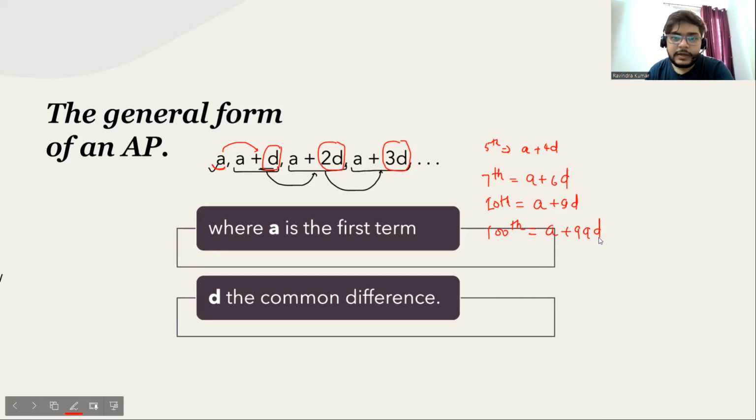Okay. Now let's come here and keep in mind A is the first term. And D is the common difference. We already discussed it. Okay. It is the basic thing. So this is the general form of AP. Okay, so how it will come? There is also a way we can calculate it, but as of now, you can just remember this. Okay, now let's come to the next part.